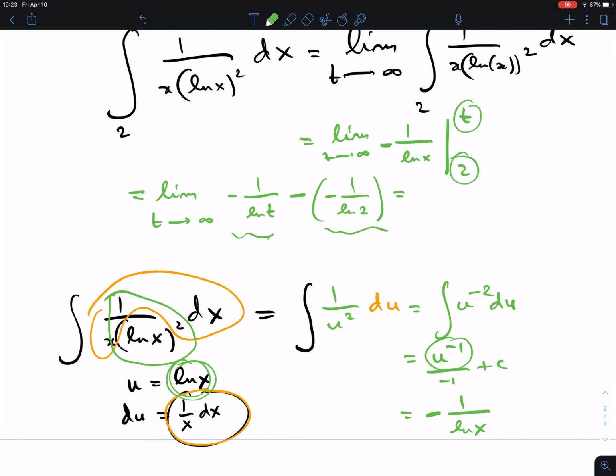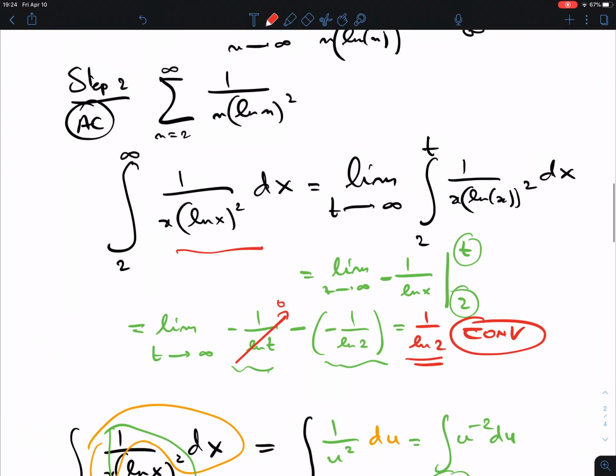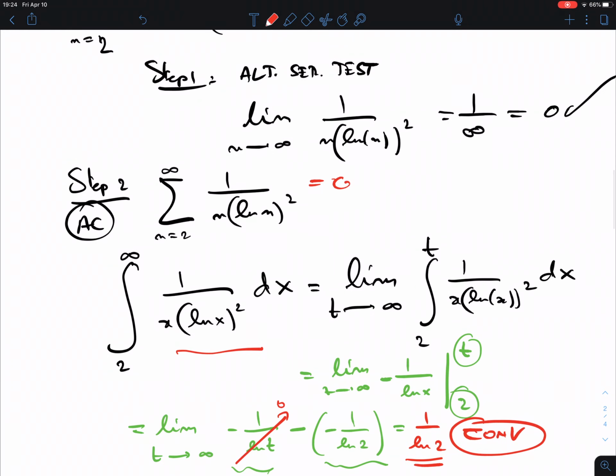I could ask you a limit where you have to do L'Hopital also, but this is not necessary because if I plug in infinity, we see what happens, right? This is going to go to 0. ln of infinity is still infinity. So the whole thing comes out to be 1 over ln of 2, because minus minus. So what does this mean? Well, this means it is convergent, right? As long as this is a finite number, if this is not infinity, then we have convergence. And if this integral is convergent, then the series is convergent.